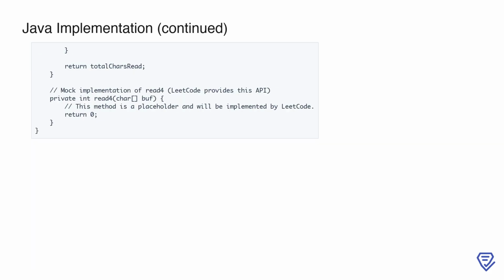When the outer while loop exits, the method returns total_chars_read, which represents the total number of characters successfully read into buff. This ensures that regardless of how many times the read method is called, it correctly handles the transfer of characters between the internal buffer and the user-provided array. Below this, you'll see a placeholder for the read4 method, which is a mock implementation provided by LeetCode.